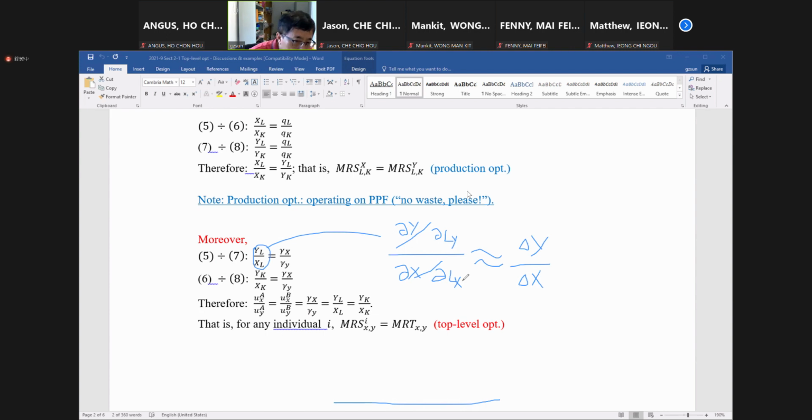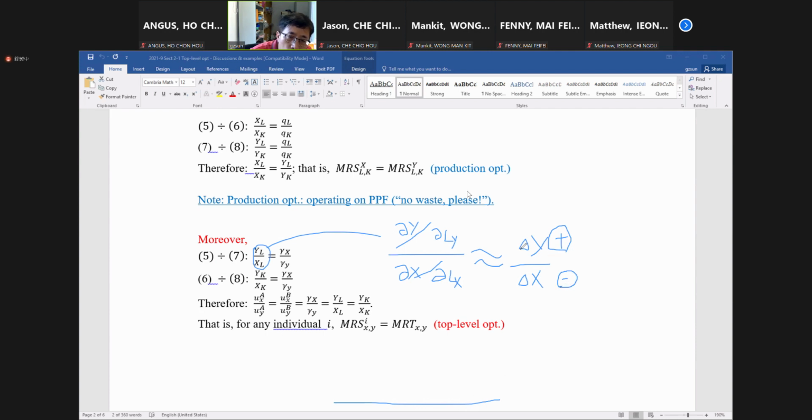Keeping that in mind, we can get a very clear understanding of this term. If we increase Ly by 1 and decrease Lx also by 1, then we can produce more Y. At the same time, we must produce less X. Therefore, if this one is positive, this term must be negative.